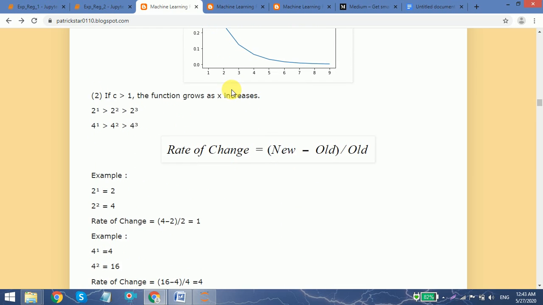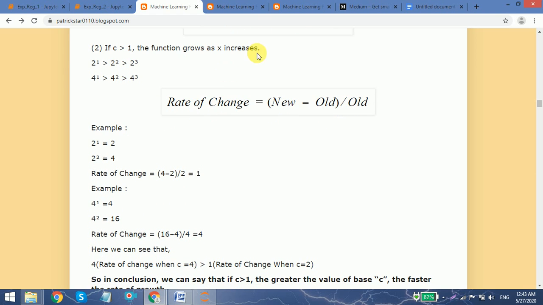Okay, so now moving to the second point, that if c is greater than 1, then the function grows as x increases. So it is pretty obvious from here. If we increase the value of x, then the value of our function is going to be increasing. Okay, so for that I'm going to find the rate of change as we did in our last part.